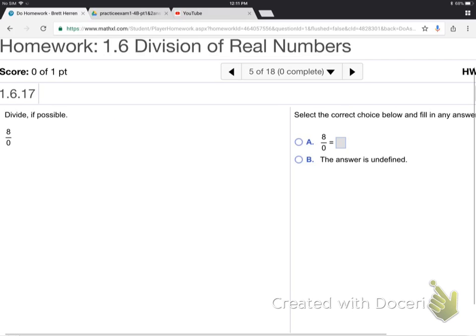So 8 divided by 0. What happens when you divide by 0? That's kind of weird. The answer is it's undefined. It's actually not equal to 0. It's undefined, meaning you can't do it. You can't divide by 0.